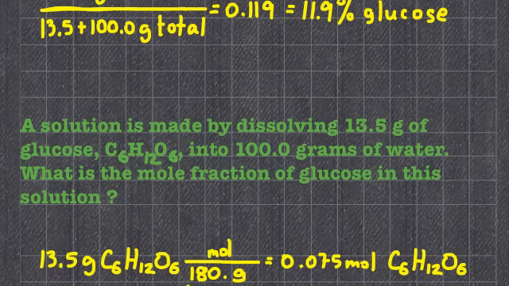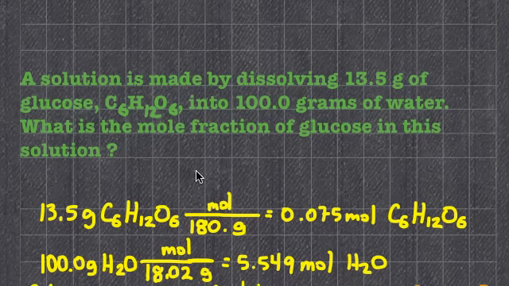I need moles. So I took 13.5 grams of simple sugar. 6 times 12, 6 times 16, 12 times 1 adds up to 180. That's the molar mass of this sugar. Put the grams in the bottom. 13.5 divided by 180 gives me 0.075 moles of sugar. I also need to know the moles of water.